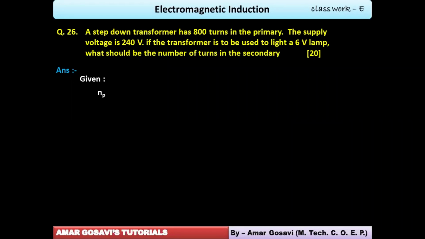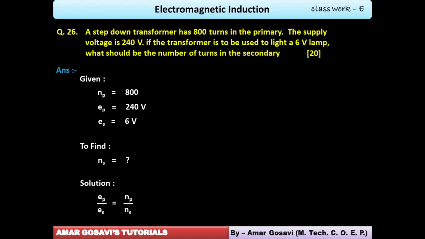So let's talk about the given data over here. Number of turns on primary, they say 800. EP, primary, they say 240 volt input voltage. Secondary voltage given to you is 6 volt lamp. This is something which is to be lightened basically. And correspondingly, you want to find out NS. So we have the turns ratio over here. EP by ES is equal to NP by NS. So we would be using this. Three things are known and the fourth thing is unknown. Correspondingly, we'll find out the fourth thing. Please make a note of this before I show you the solution.